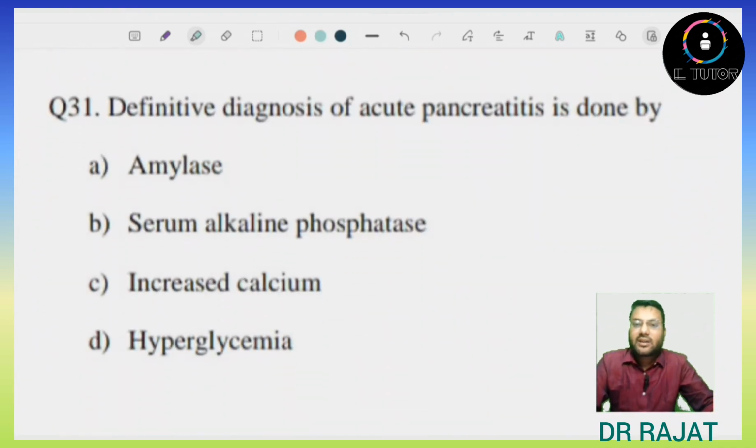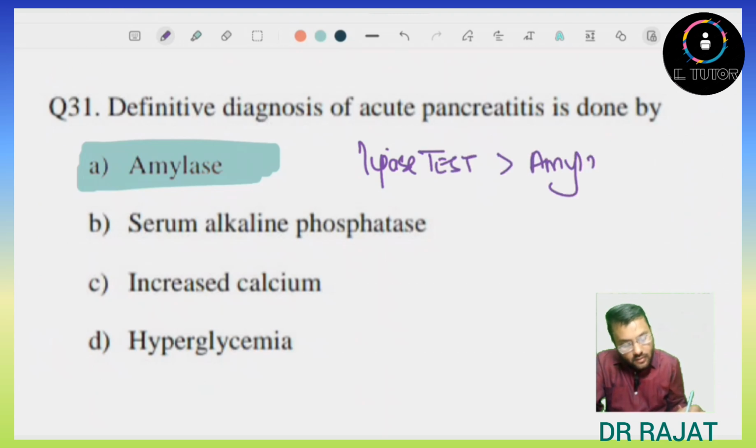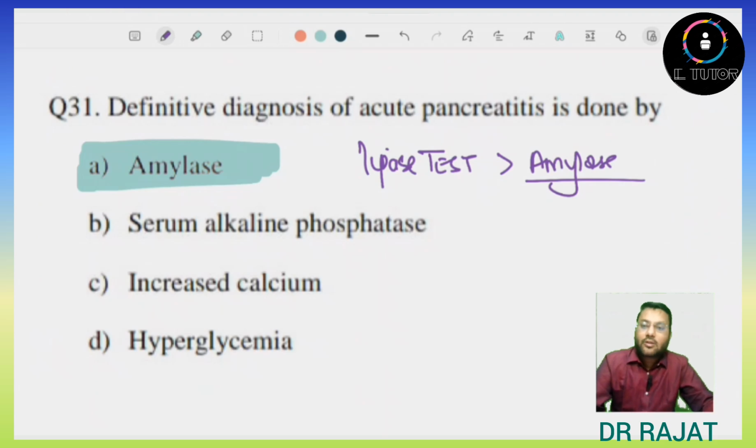Next question is a definitive diagnosis of acute pancreatitis is done by. So for definitive diagnosis of acute pancreatitis, there are some tests such as amylase, lipase, etc. So answer here will be amylase test A. But if we talk about the lipase test, then it is better than amylase because increase in amylase is also seen in other conditions also. But here answer will be amylase only because lipase is not given.